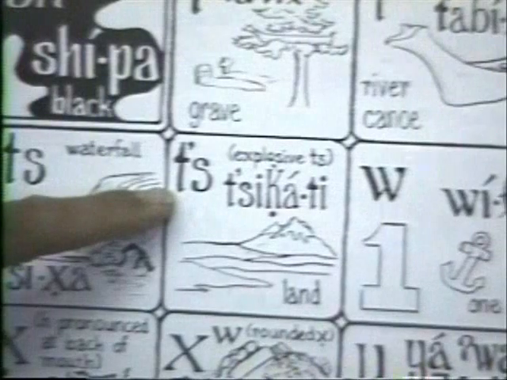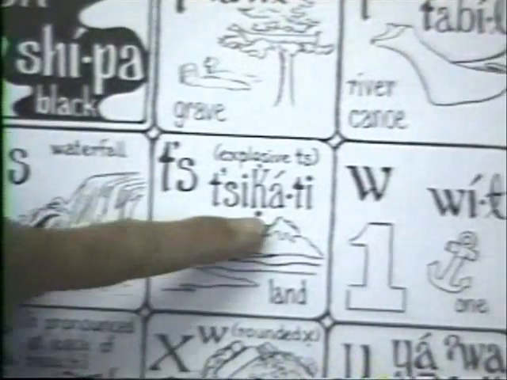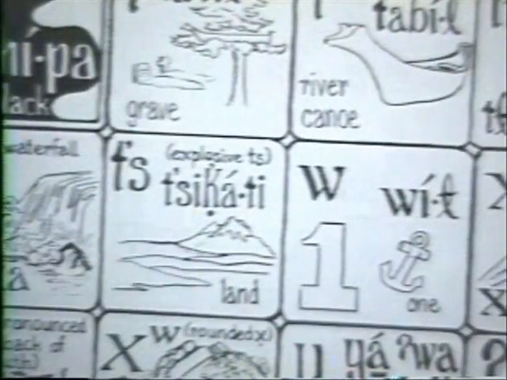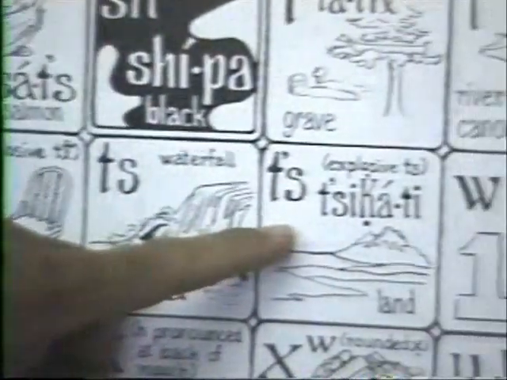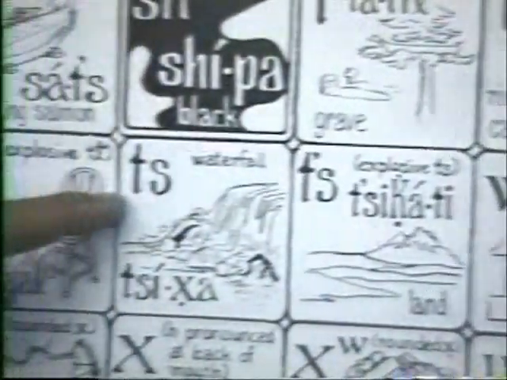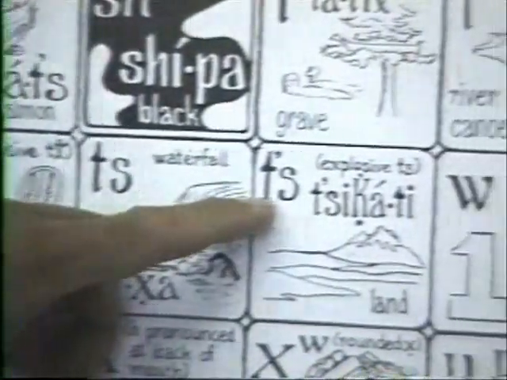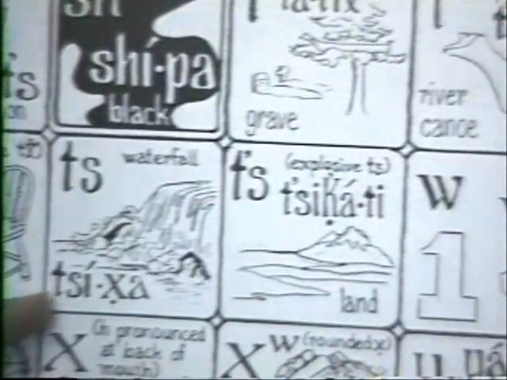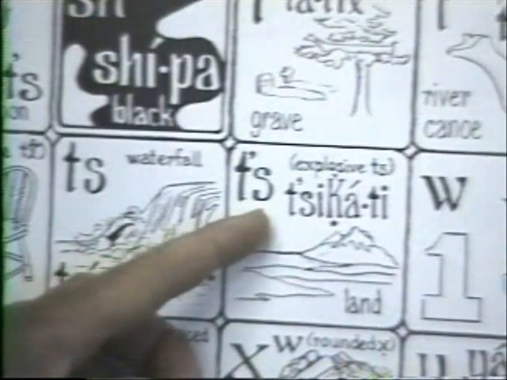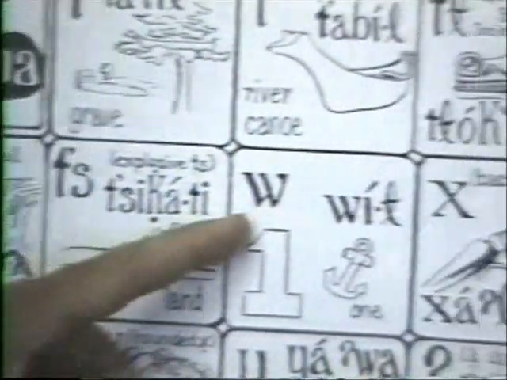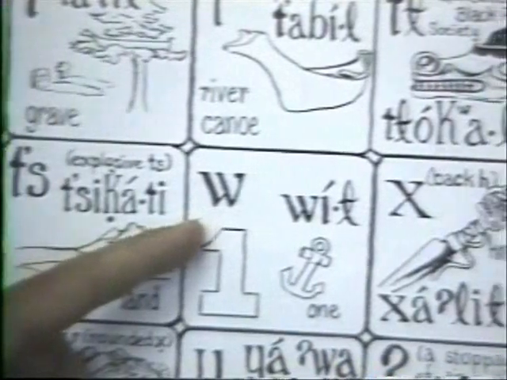Tsa, tz'icha. Tsa, tz'iqati. Explosive back K in there. But hear the difference between tsa and tsa. Plain tsa and explosive tsa. Tz'icha, tz'iqati. Tz'iqati, the word for one.